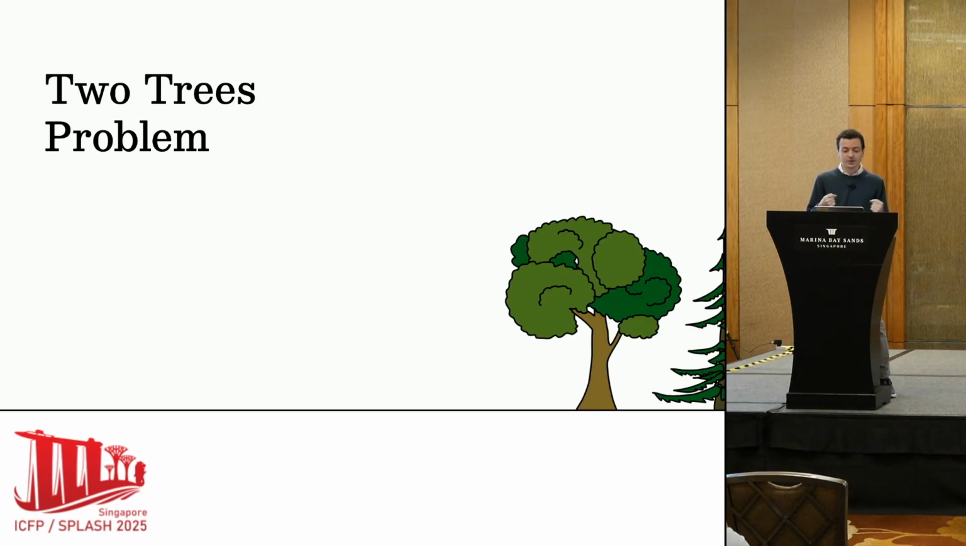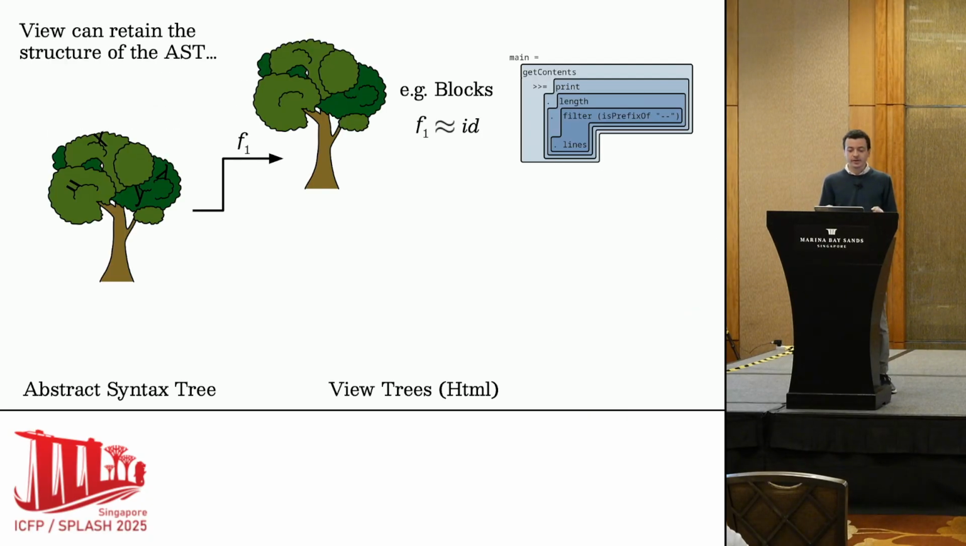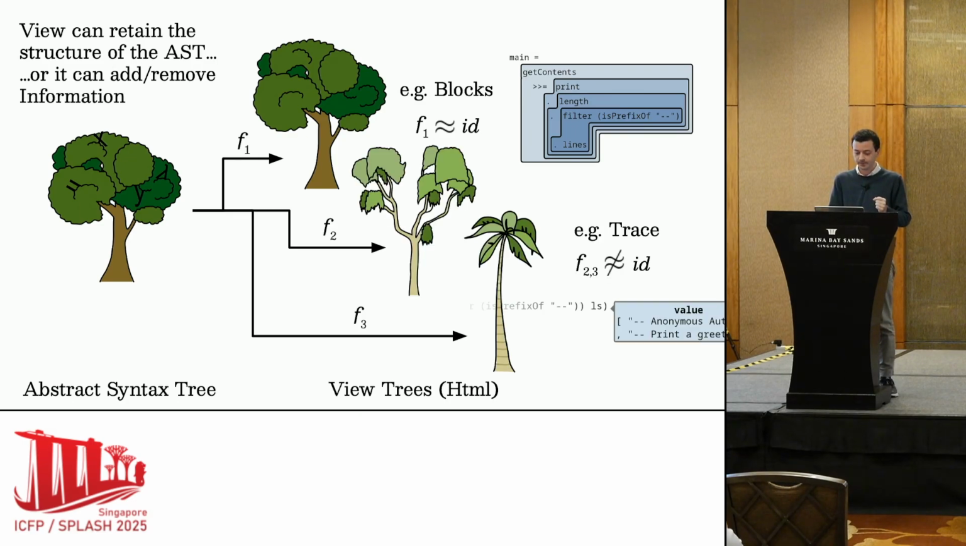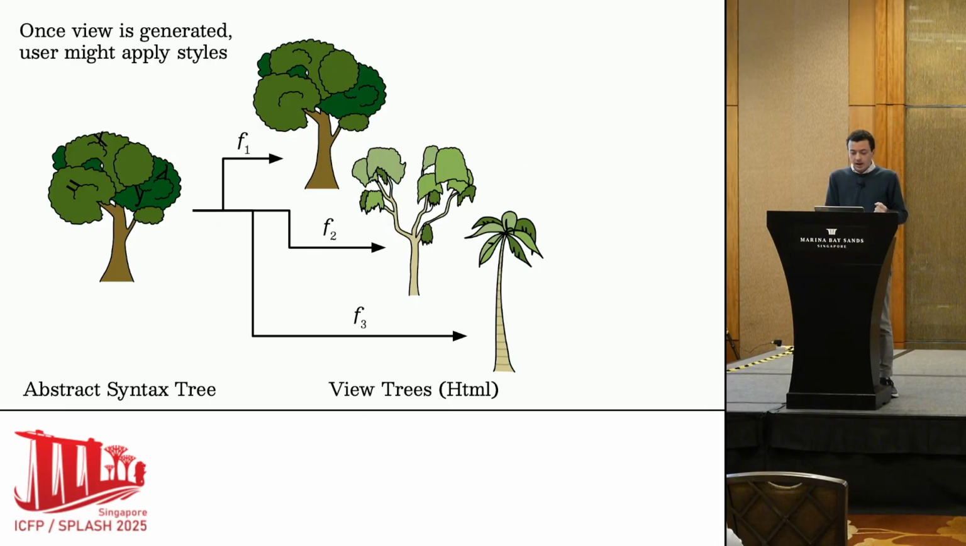The first problem is called the 2 trees problem. This problem arises when we think about how we want to convert our abstract syntax tree into a view tree, so HTML. In some cases, this transformation is morally equivalent to the identity function. We're keeping the same structure from the AST and just putting it into HTML. That's like our blocks style sheet. But in other cases, our trees look totally different. In our trace example, we added some extra information to the view, which was not present in the AST and arguably should not be represented in the AST. It's just a view. And furthermore, once the view is generated, the user might want to apply styles to their views.